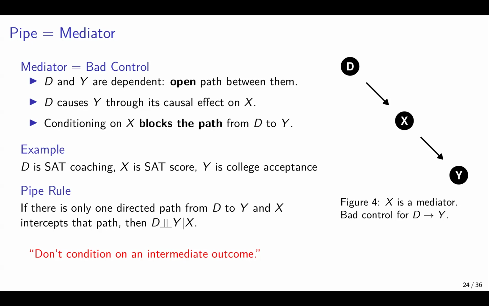So what this tells us, this is sort of the opposite of the lesson that we got from the previous slide, although it sounds similar. In this case, we don't want to condition on x. So x is an intermediate outcome, and conditioning on an intermediate outcome is a bad idea. In fact, d and y are not independent, but conditioning on x is going to make them become independent.